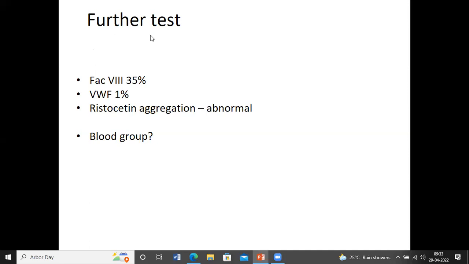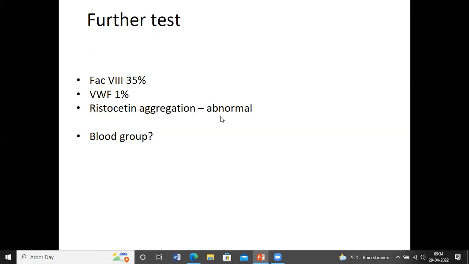So here we do some further testing to look at the factor 8 activity. The factor 8 activity was about 35. The normal is about 50, but in preterm babies, the normal can be as low as 35, and therefore we always need to check the age of the child when we look at factor 8 activity. So factor 8 activity is low because this child is 7 years old. Von Willebrand factor is very low, about 1%.